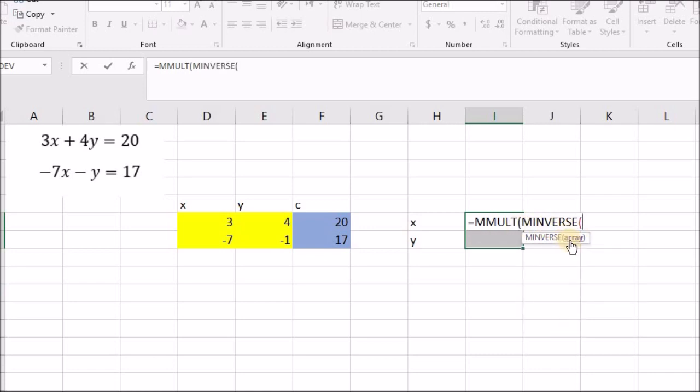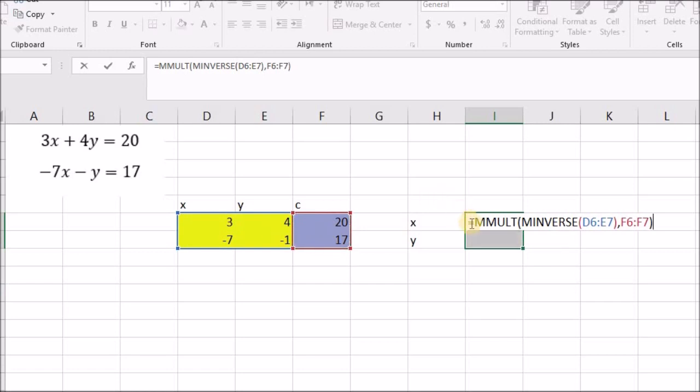And then it is going to ask you to select an array. So the array is going to be the coefficient matrix. And then close the parentheses and then put a comma. And it's going to ask you about array number 2. So you select the constant matrix and then close the parentheses.